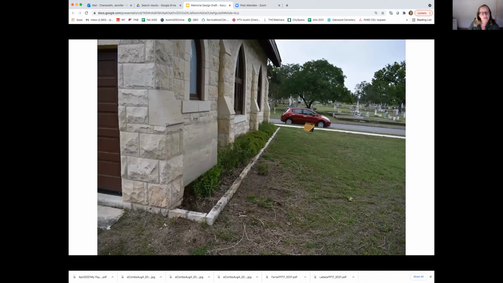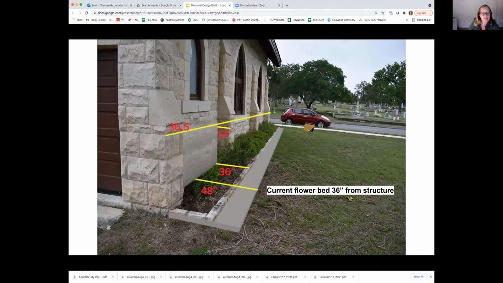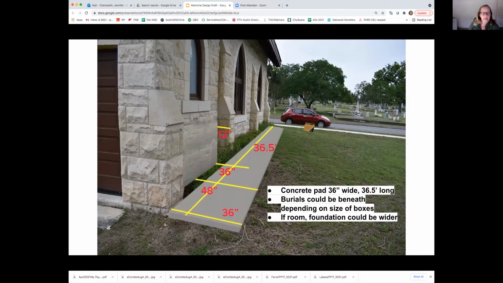So this is the physical space that's coming out from the building. Just to give you a sense of size, the footer that I'd be suggesting would come out 36 inches from the wall structure. We can't really impede on the building itself due to historic preservation concerns, but this would give us a certain size pad. If there aren't burials underneath this space, there could be a concrete box below ground where the remains could be buried and the memorial could go on top.